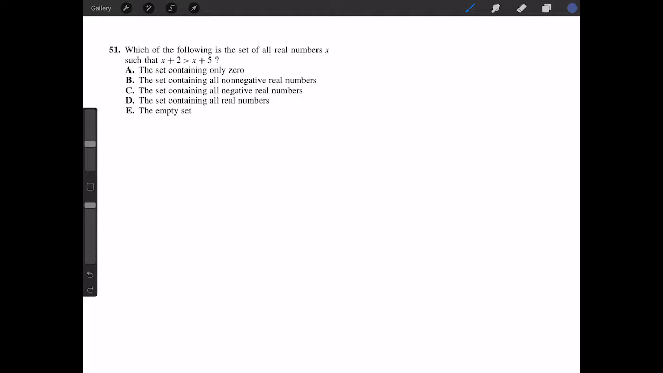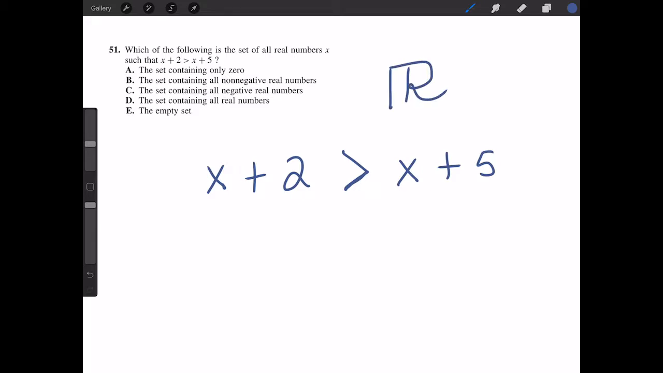For problem 51, which of the following is a set of all real numbers x such that x plus 2 is greater than x plus 5? Well, just think about it. On the left-hand side, we have this expression, x plus 2. And we need this to be greater than x plus 5. Now, we're allowed to use the real number system exclusively. So this means whole numbers, natural, of course, whole numbers, integers, rationals, and irrational numbers.